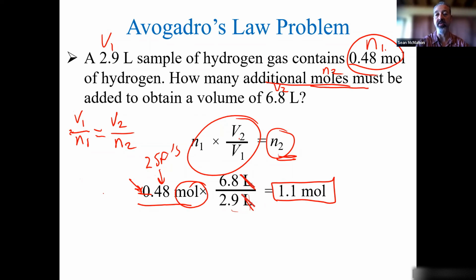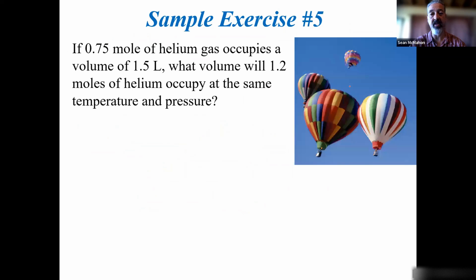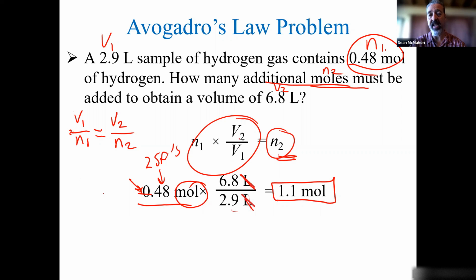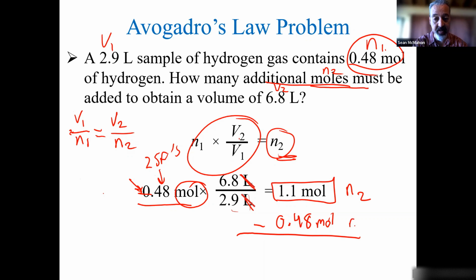How many additional moles must be added to obtain a volume of that? So in actuality, it's saying how many additional moles must be added. This is just the final moles. So how do I get additional moles? I actually need to subtract the 0.48 moles. Because now that I read this, how many additional moles must be added? I initially started with this, my N1. This is my N2. How much did I add? I need to subtract that.